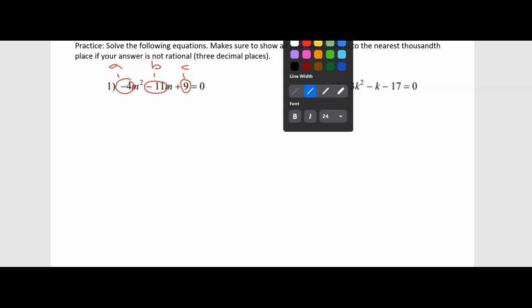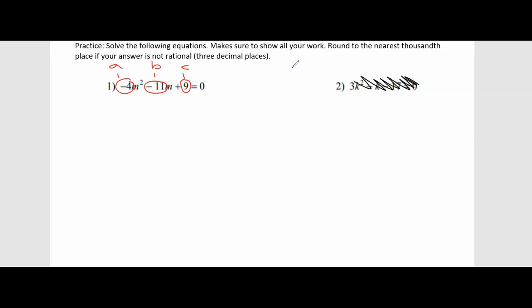We'll do number 1. And that'll do it for this video. Number 1, our A is -4. Our B is -11. And our C is 9. So when I start to, and let me just cross this out. That'll let us know we're not actually going to do that one.